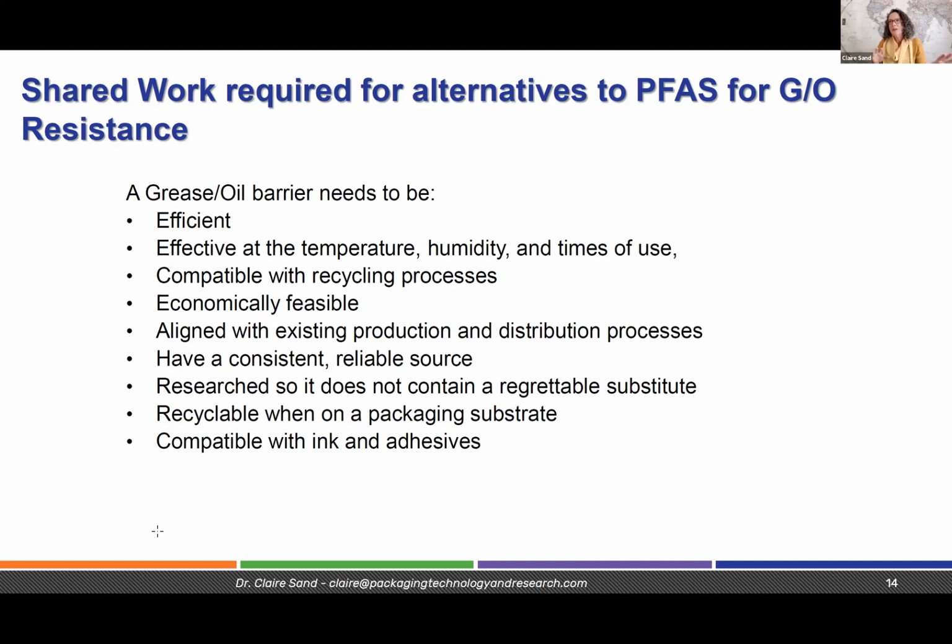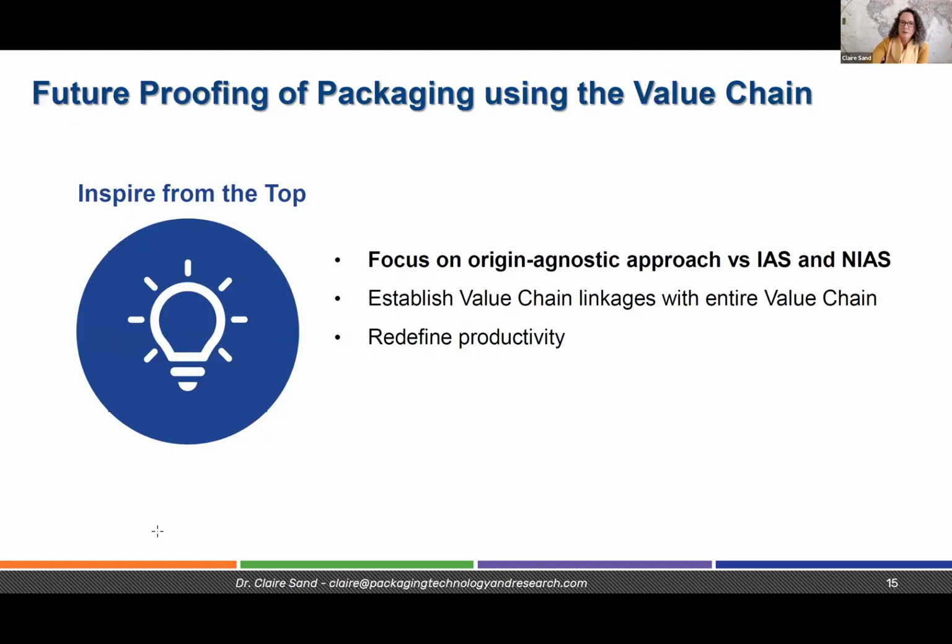So is there something that we can do in the value chain? Can the front of house people change their operations? Can the back of house people assist somehow? And so we really need to work together on these different solutions.